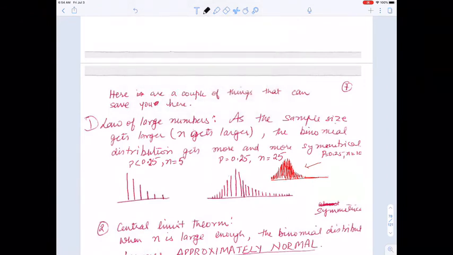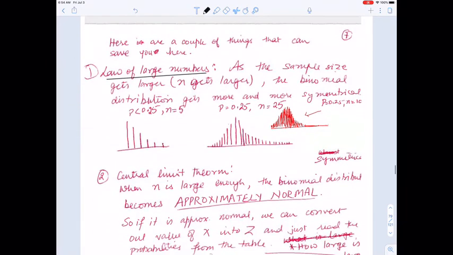Let's talk about the law of large numbers. What does this law state? As the sample size gets larger, as the n gets larger, the binomial distribution gets more and more symmetrical. For example, if p is 0.25 and n is 5, then it's a pretty small sample size. The distribution would look something like this, skewed to the right because p is less than 0.5.